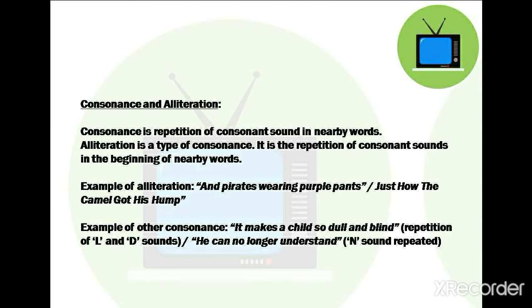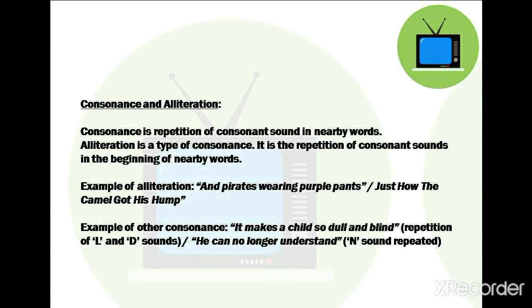Consonance and alliteration. Consonance is the repetition of consonant sounds in nearby words. Alliteration is a type of consonance. It is the repetition of consonant sounds in the beginning of nearby words. Example of alliteration: "and pirates wearing purple pants," or "just how the camel got his hump."